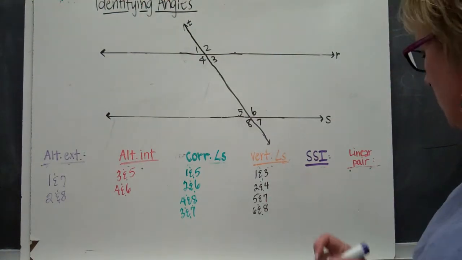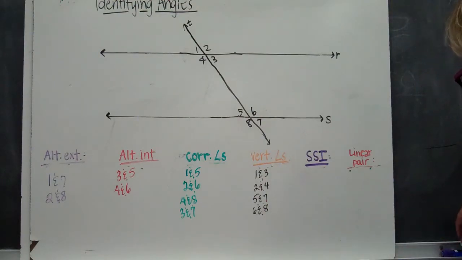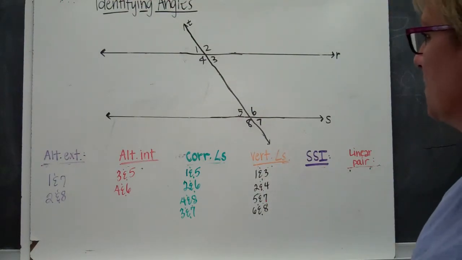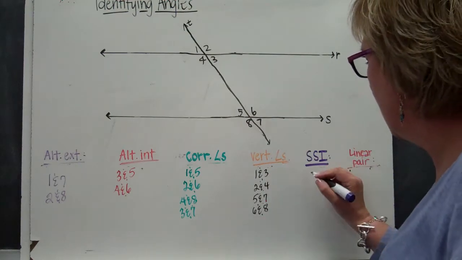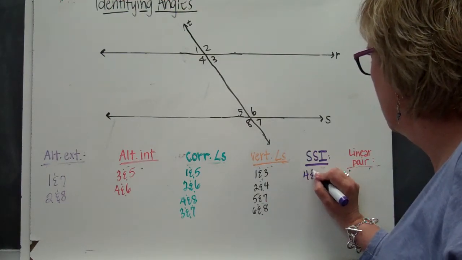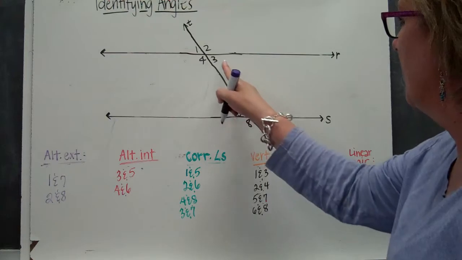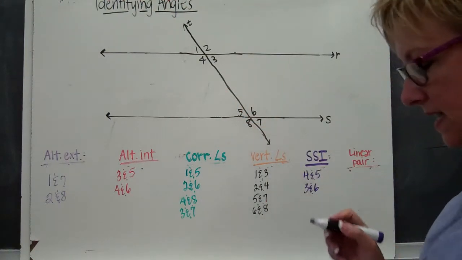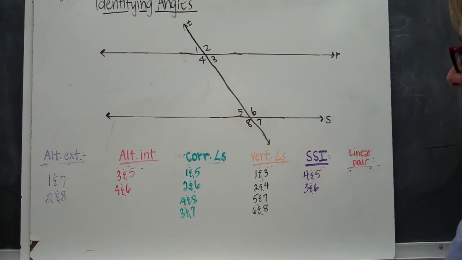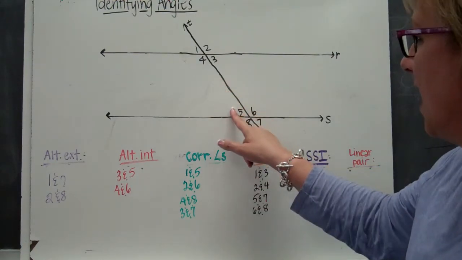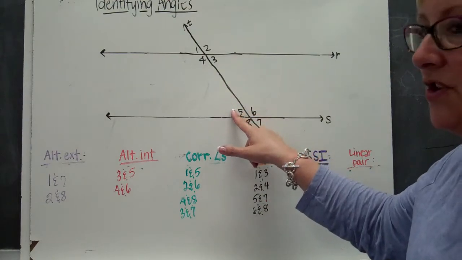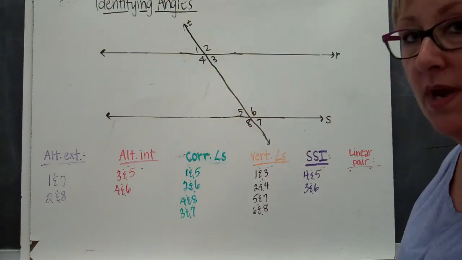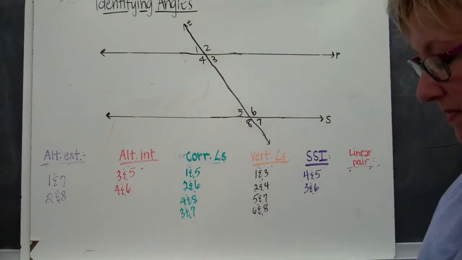Let me get another marker. This one is about dried up. So this one is going to be 4, 5. Much better. And 3 and 6. Okay, and if you look at 4 and 5, these are not going to be equal to each other, but they will add up to be 180 degrees, or supplementary.